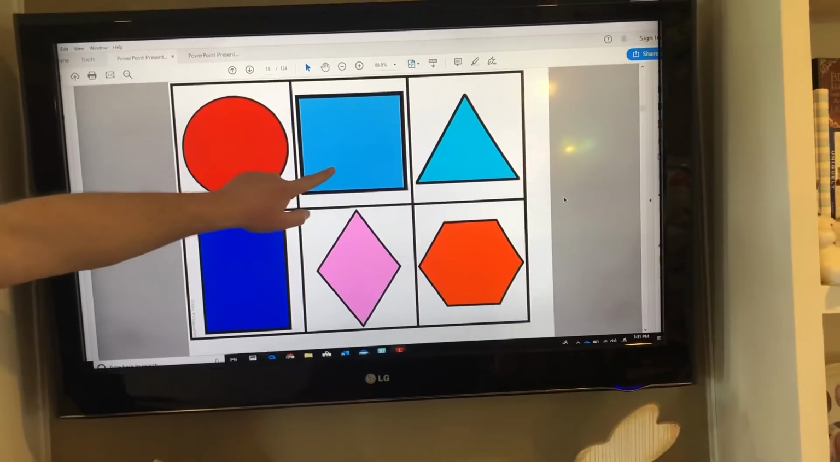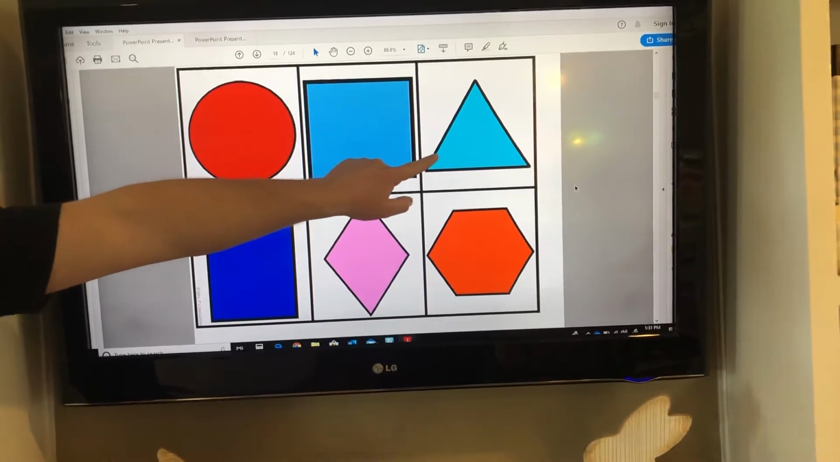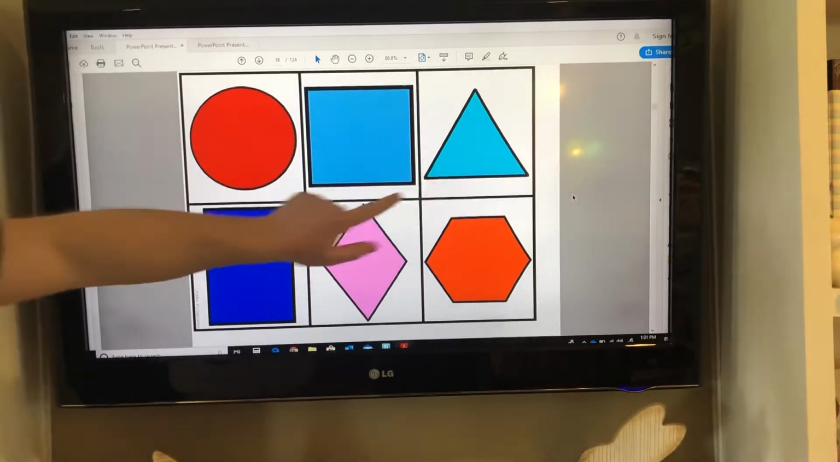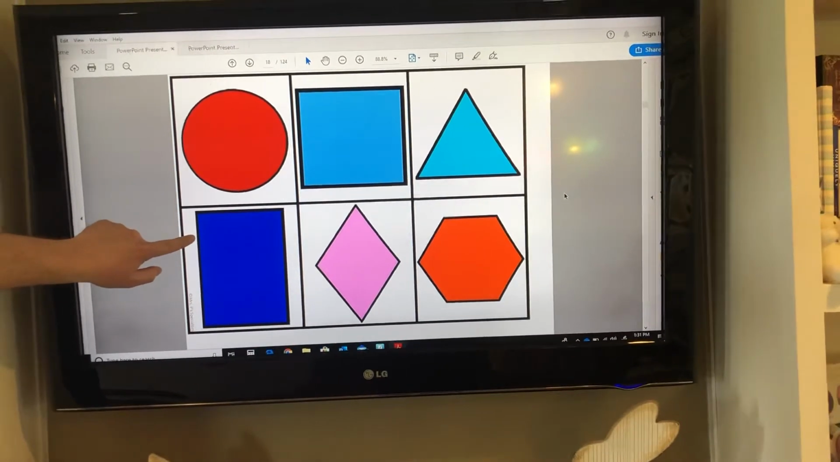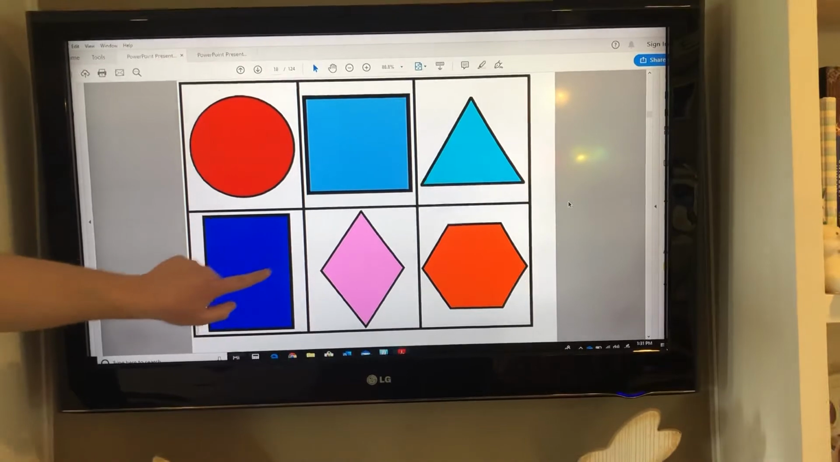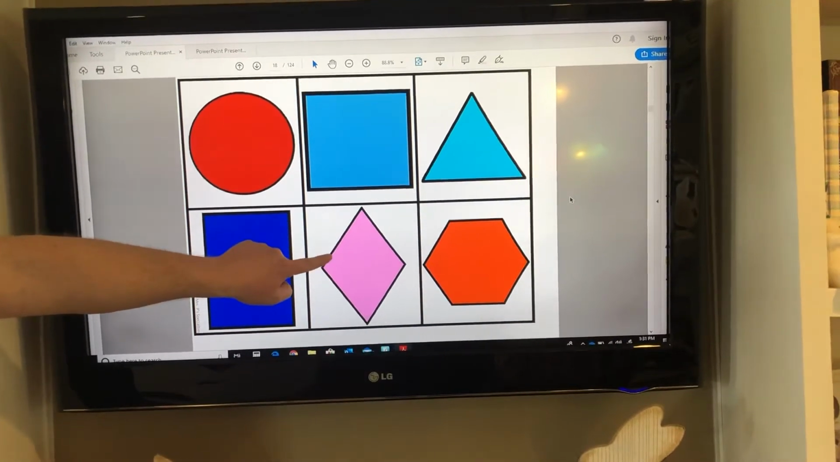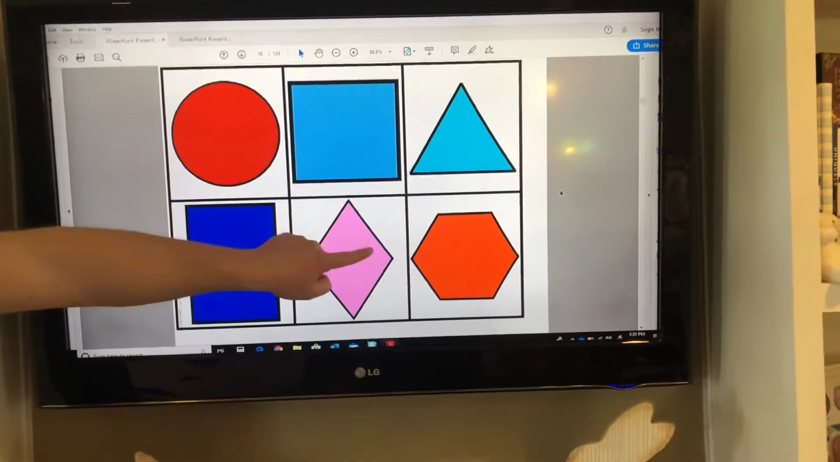Triangle. Wait until I tell you guys. I want the kids at home to be able to answer. And this is a triangle. And then this one, take a couple seconds to think about it. All right, Liam, what is this one? Rectangle. All right, at home, take a look at this one. It's a rhombus, or a diamond is another word.